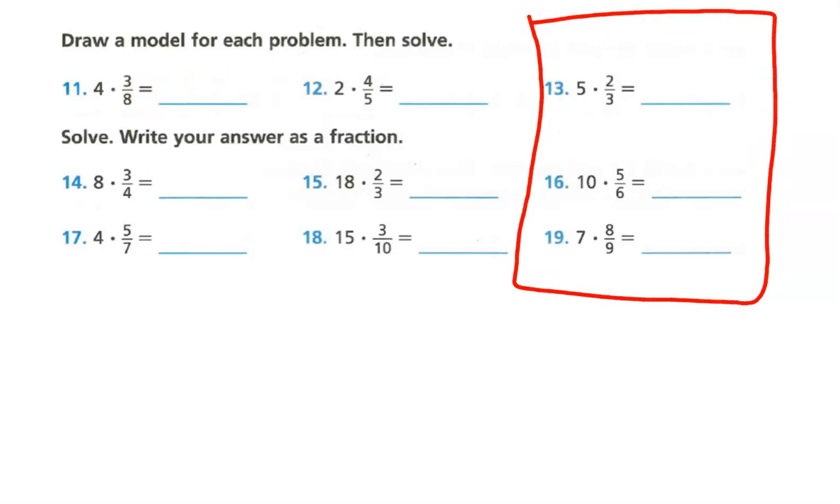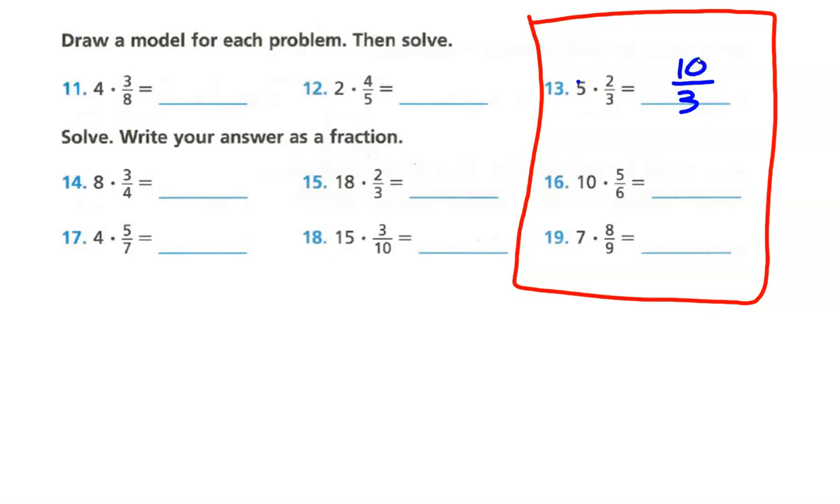Okay, so for number 13, it does want you to draw a model and then solve. I'll be kind. You don't have to draw a model. It's just fine. So on here, when you've got 5 times 2/3, something you need to keep in mind. Thirds is the size of your share, so 3 becomes your denominator. And your 5 times 2 is really all that's left because you have 5 full groups of these 2/3. So you got to figure out what 5 times 2 is, and that would be 10.